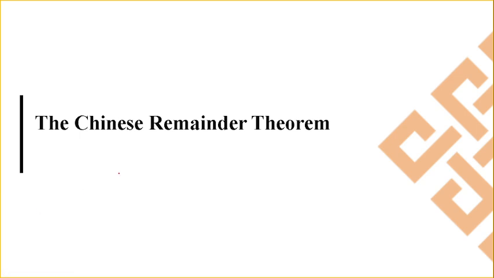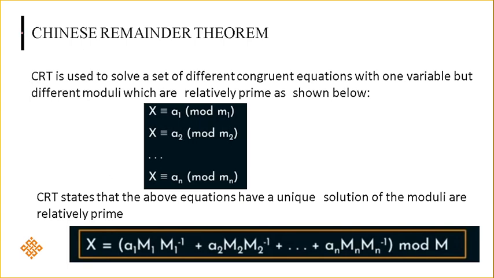In this video, I will be discussing one of the important topics in cryptography and network security, that is the Chinese remainder theorem. So let's understand this Chinese remainder theorem by taking one example. The Chinese remainder theorem is used to solve a set of different congruent equations with one variable but different moduli, which are relatively prime, as shown below.